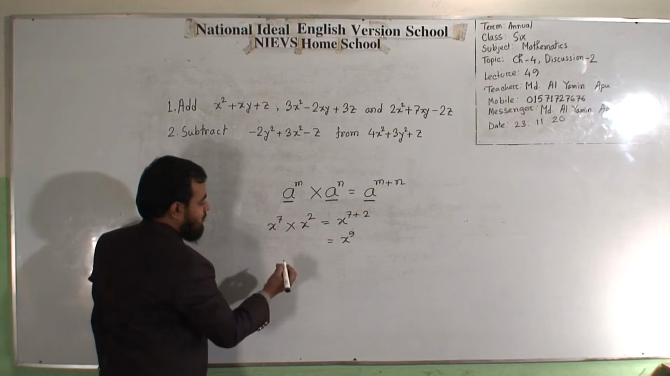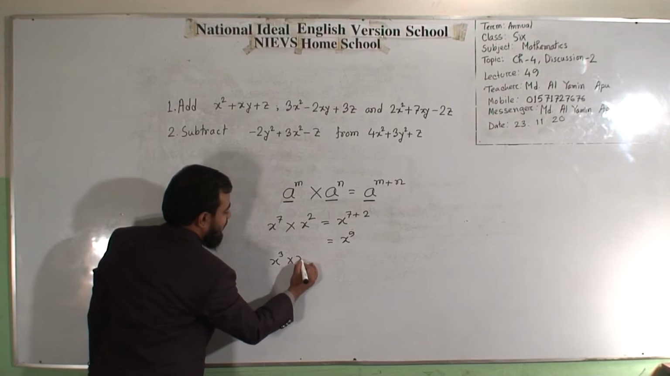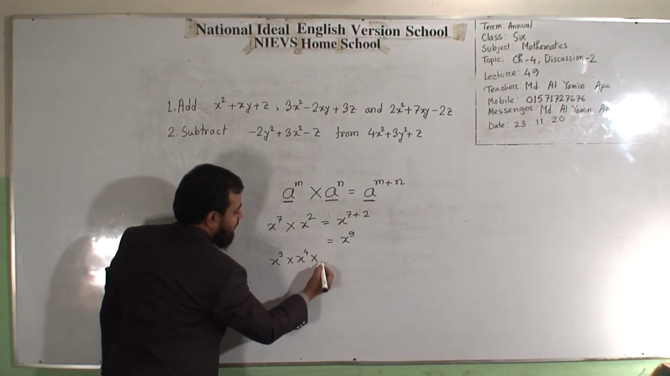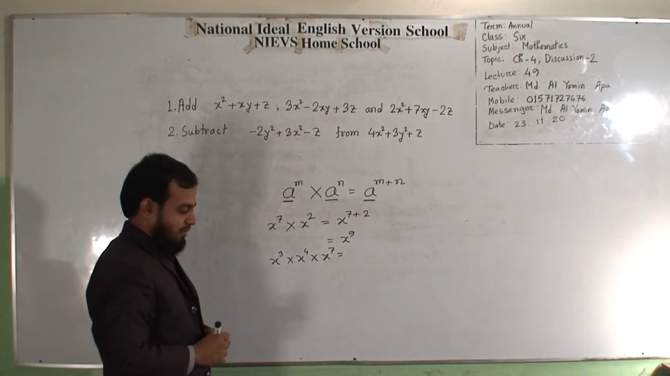Okay, and so on. We can also write, suppose x to the power 3 multiplied by x to the power 4 multiplied by x to the power 7. So how much will it be?